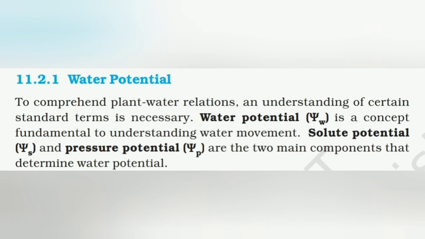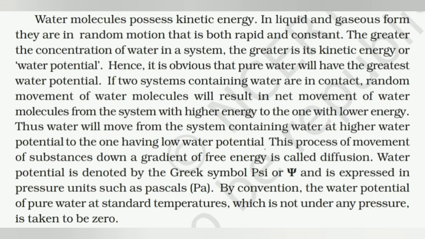Water potential. To comprehend plant-water relations, an understanding of certain standard terms is necessary. The first term is water potential, denoted as psi in the subscript W. It is a concept fundamental to understanding water movement. Solute potential is psi S and pressure potential is psi P. These are the main components that determine water potential. So psi W is related to psi S and psi P.